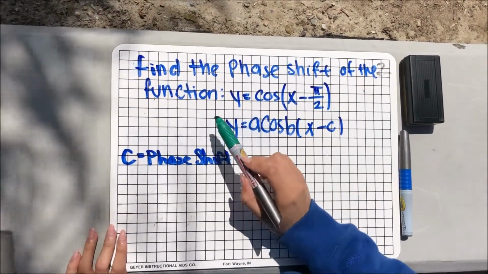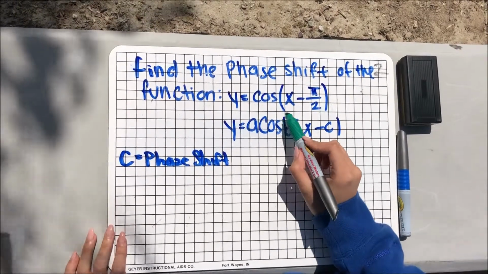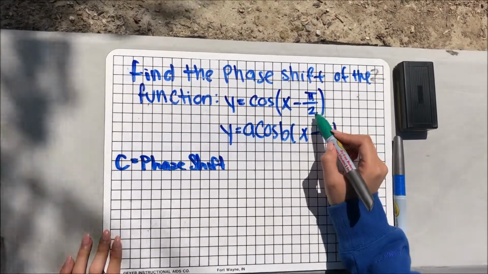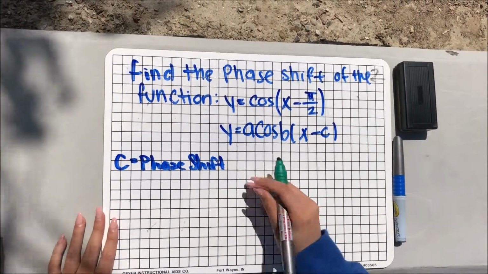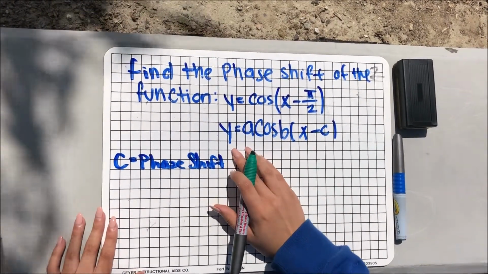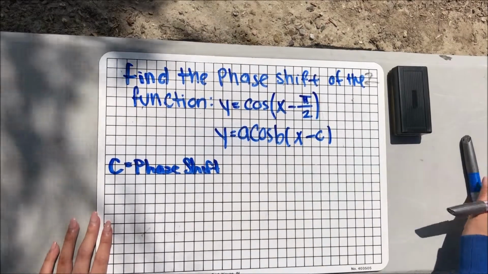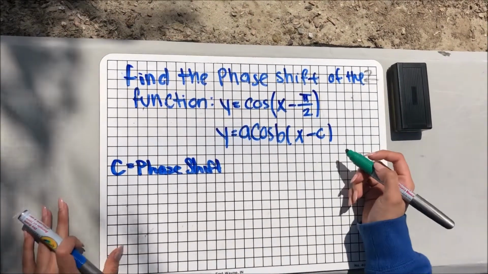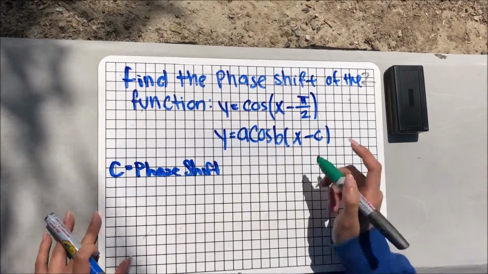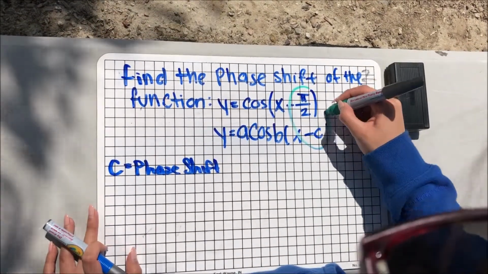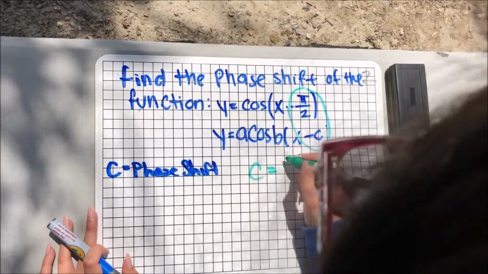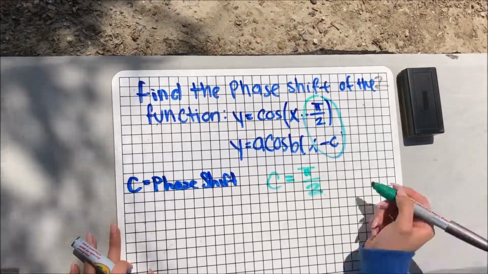Find the phase shift of the function y equals cosine parentheses x minus pi over 2 parentheses. You first have to write out the phase shift equation, which is y equals cosine b parentheses x minus c parentheses. C equals phase shift, so C equals pi over 2.